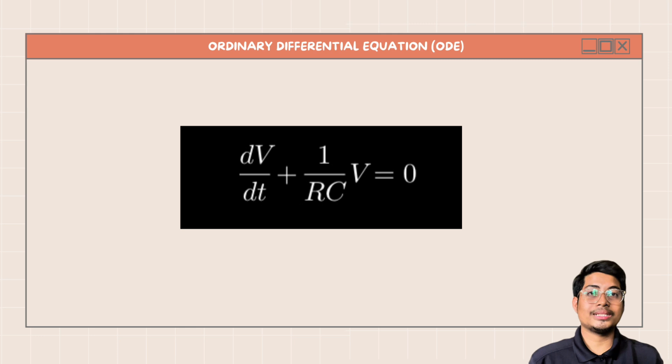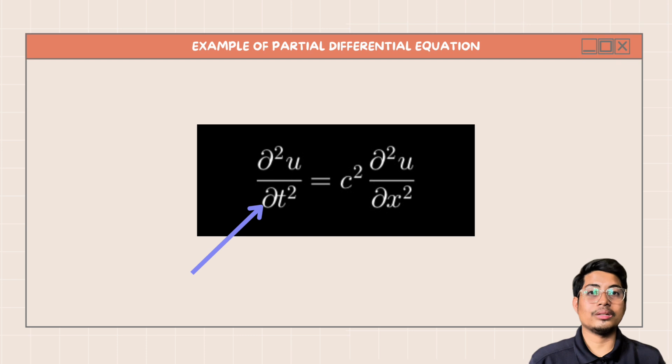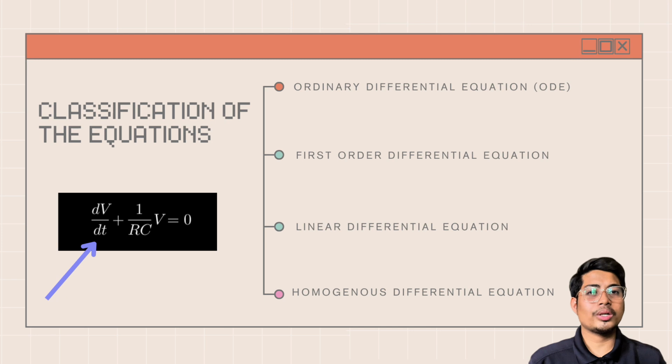First, this equation is classified as an ordinary differential equation because it has only one independent variable, which is t, that represents time. If it had multiple independent variables, it would be classified as a partial differential equation. For example, the wave equation, partial squared u over partial t squared equals c squared times partial squared u over partial x squared, involves both time t and position x, making it a partial differential equation. Since our equation only depends on t, it is clearly an ordinary differential equation.